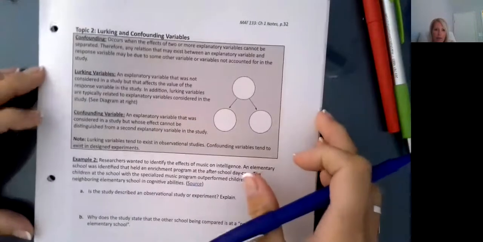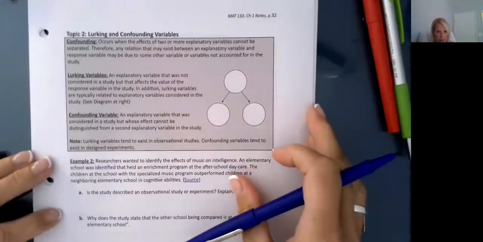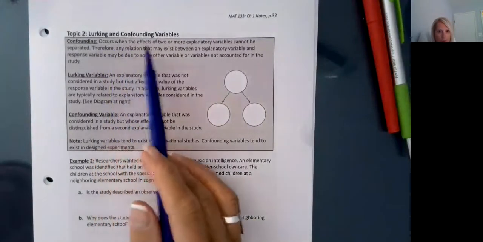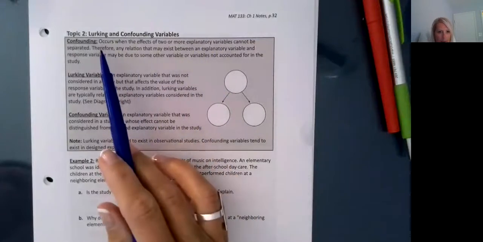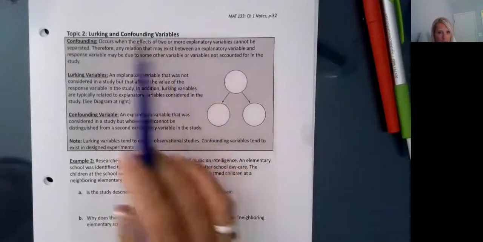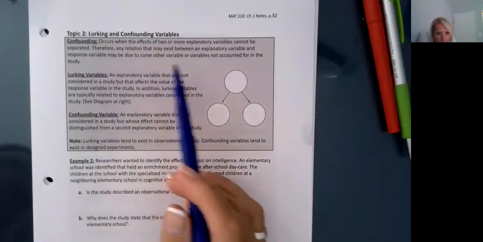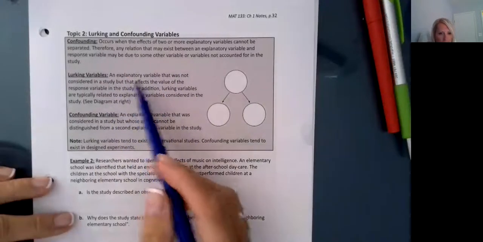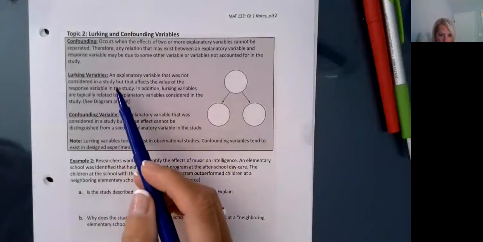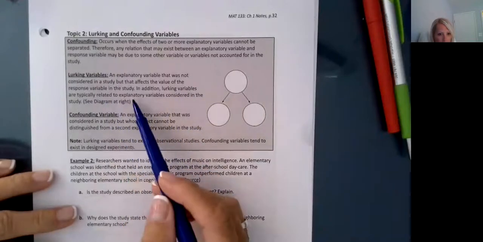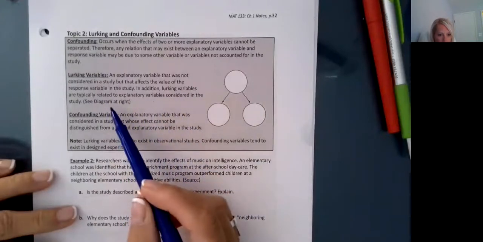Okay. When we're looking at experiments and studies, we could have some confounding variables. Confounding variables occur when the effects of 2 or more explanatory variables cannot be separated. Therefore, any relation that may exist between an explanatory variable and a response variable may be due to some other variable or variables not accounted for in the study. A lurking variable is an explanatory variable that was not considered in a study, but that affects the value of the response variable in the study. In addition, lurking variables are typically related to explanatory variables considered in the study.